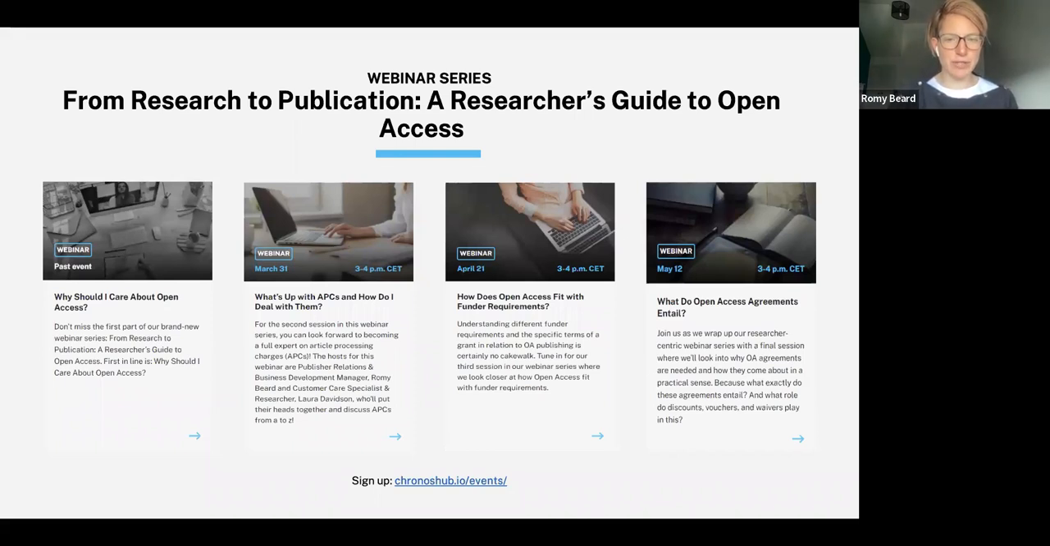Then in number 2, we looked at APCs specifically, and what you need to do to pay for them, when they apply, what they cover, what's included, and issues around that. And then in the third webinar, we looked at funder requirements in detail. We looked at some funder policies in detail, what they would pay for. Like Laura mentioned earlier, some of them might pay for only fully open access journals, but not hybrids, others cover hybrids. Some of them require a license, others don't. So if you have any questions around that, go back and watch that. And then finally today, we've dug into open access agreements and what's covered.